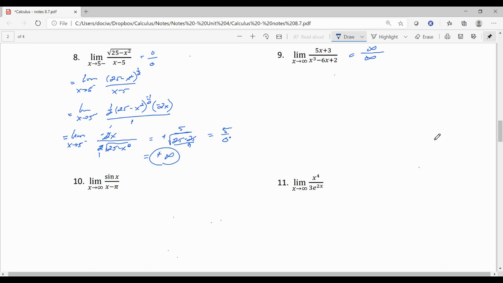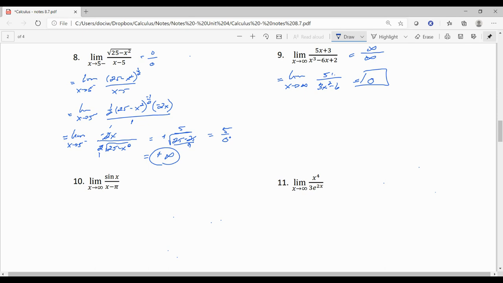So if I take my limit using L'Hopital's rule, the first thing I'm going to do is find the derivative of the top, which is 5, divided by the derivative of the bottom, which is 3x squared minus 6. And now notice that as x goes off to infinity, my denominator is getting infinitely large in a positive direction, but my numerator is not changing at all. So I know that our limit is 0, because we have a denominator that's getting infinitely larger, and our numerator is not changing at all. So our limit is 0. Okay. Number 10.